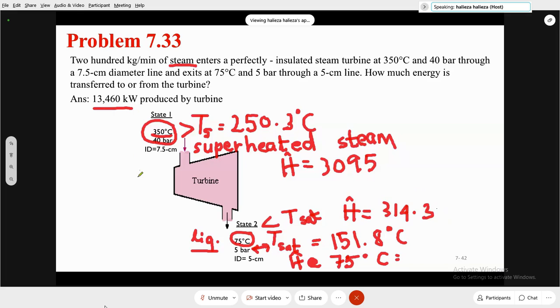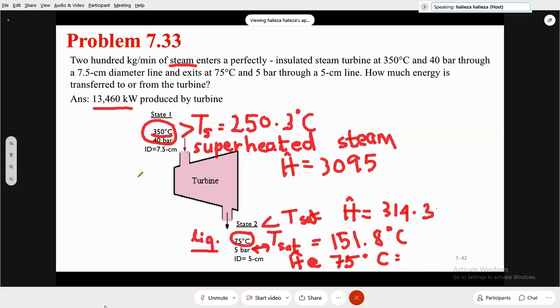Yes. At 75, you need to interpolate between 74 and 76. So you will get something between 309.8 and 318.2. It might turn out maybe the same. See whether you interpolate, whether it's the same or not, whether you get 314.3.